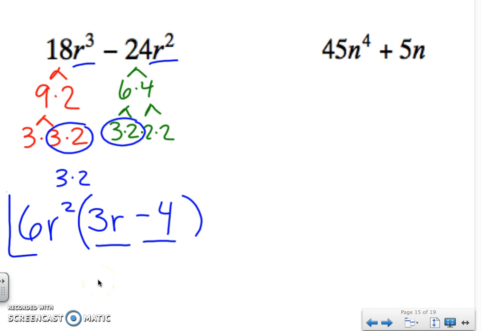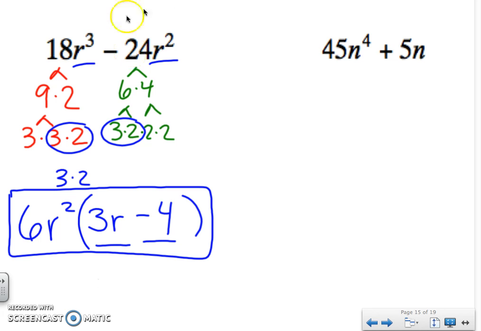Okay, so this is how to factor out a monomial, and that can be done when there are two terms up here. So why don't you try this one on your own? Press pause and we will go over it.